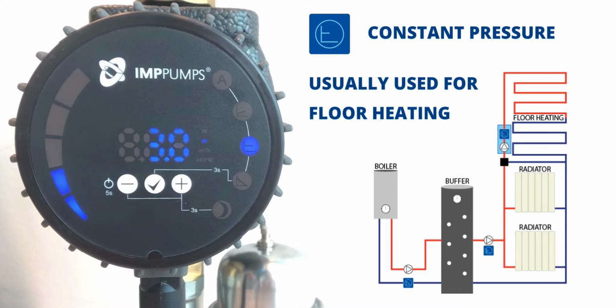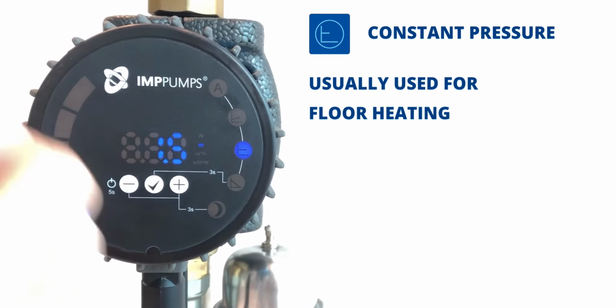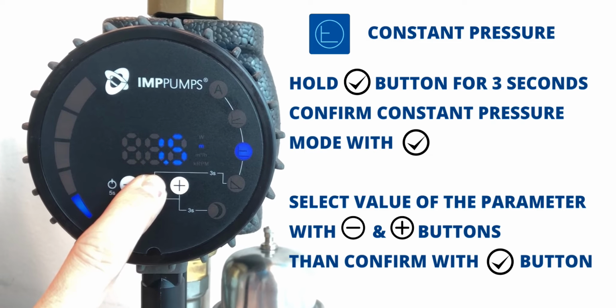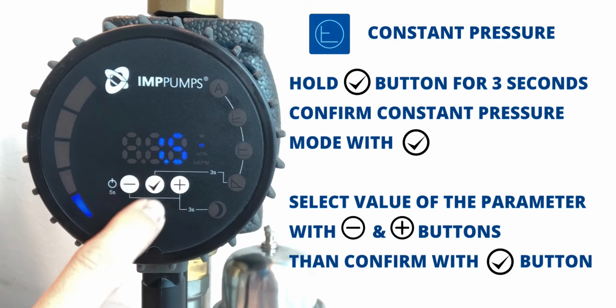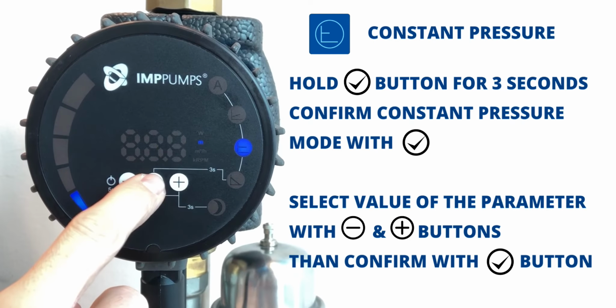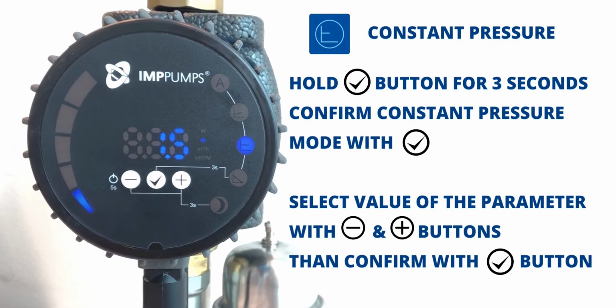In constant pressure mode, we can only set the pressure, which the pump will maintain. It's usually used for floor heating. To set the pressure, you enter the mode by pressing the middle button for 3 seconds, you confirm it, you choose your height, and then you confirm it again.